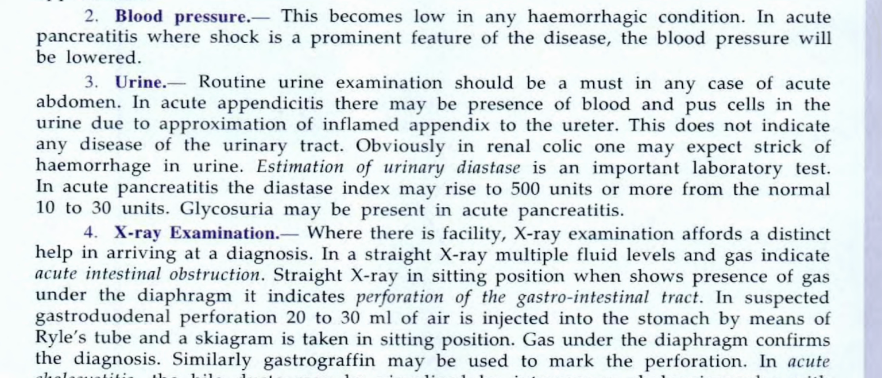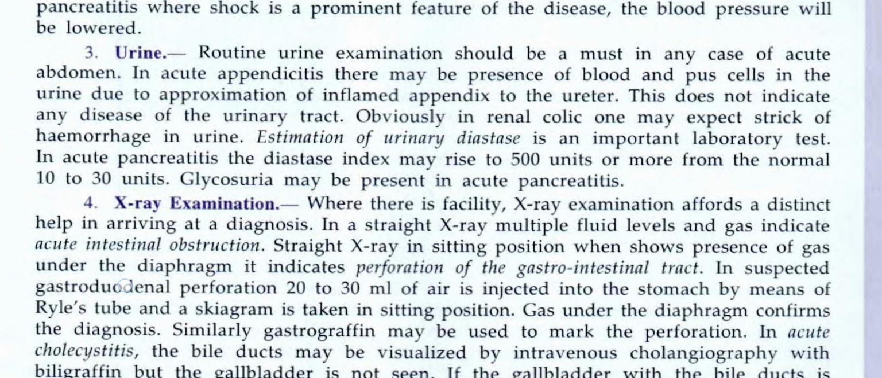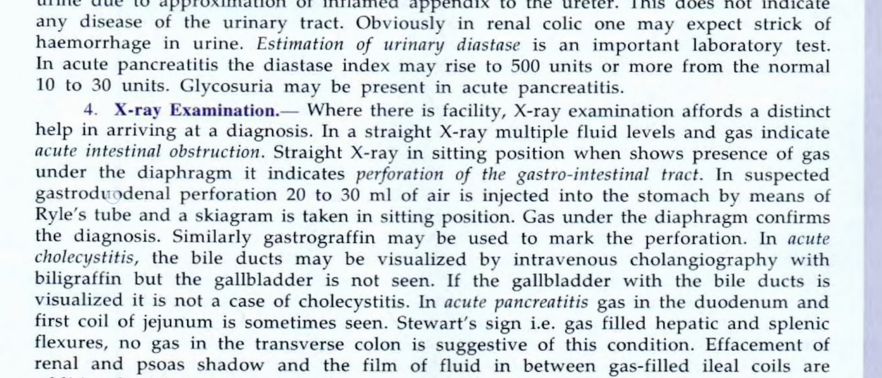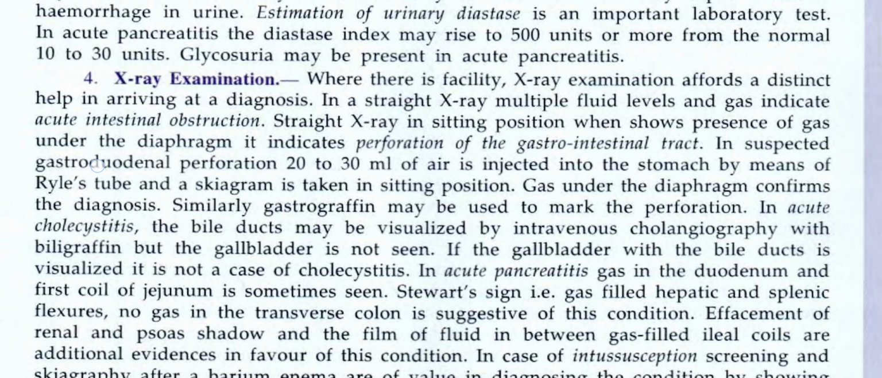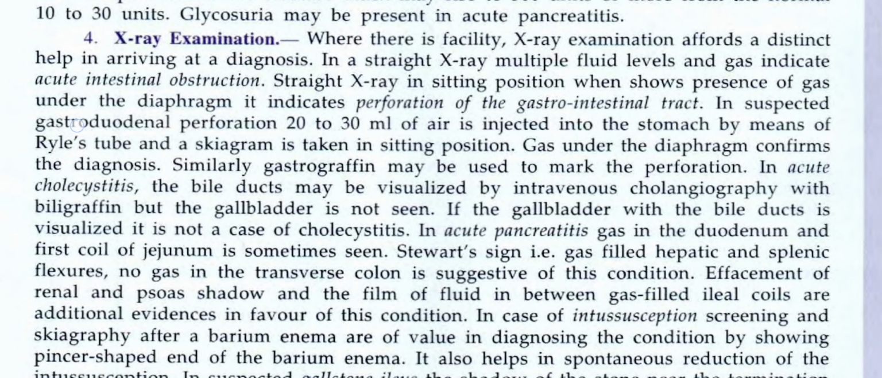Routine urine examination should be a must in any case of acute abdomen. In acute appendicitis, there may be presence of blood and pus cells in the urine due to approximation of the inflamed appendix to the ureter. This does not indicate any disease of the urinary tract. Obviously, in renal colic, one may expect streaks of hemorrhage in urine. Estimation of the urinary diastase is an important laboratory test. In acute pancreatitis, the diastase index may rise to 500 units or more from the normal 10 to 30 units. Glycosuria may be present in acute pancreatitis.